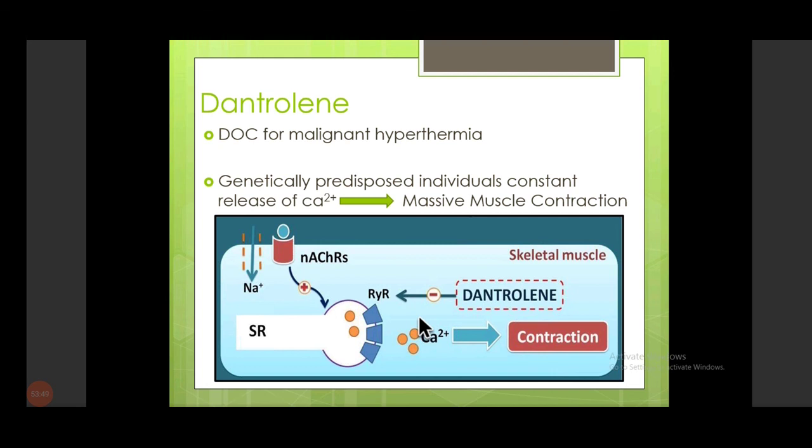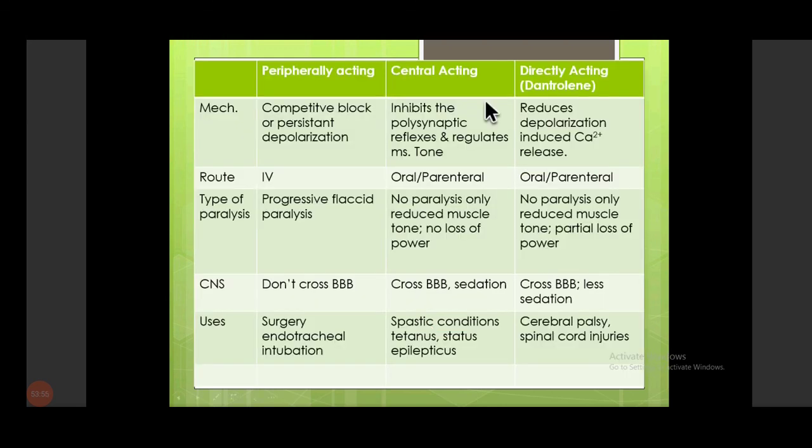So to summarize: peripherally acting agents, centrally acting agents, directly acting agents. The mechanism is a competitive or a depolarization block. Centrally acting agents inhibit the polysynaptic reflexes as well as the interneuron and sensory neuron. Directly acting agents reduce the depolarization-induced calcium release. The route is primarily IV, oral, or parenteral.